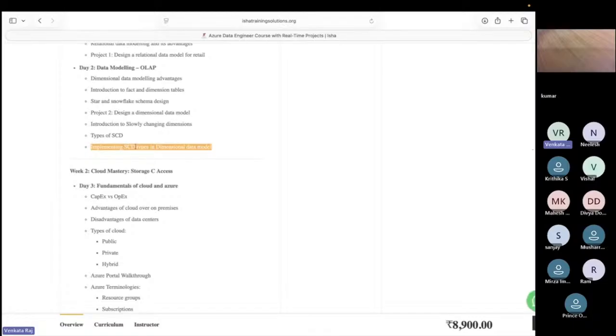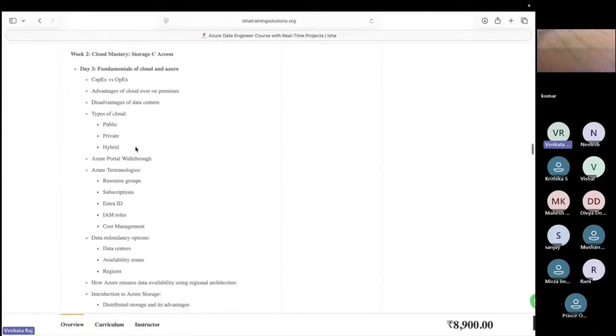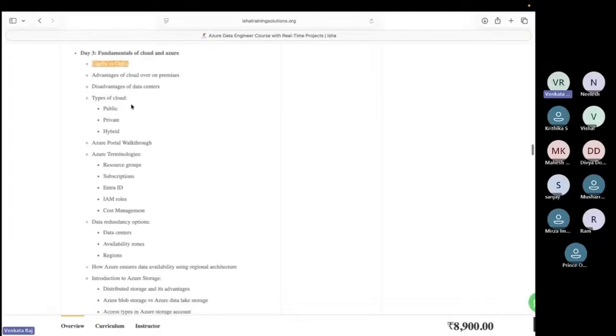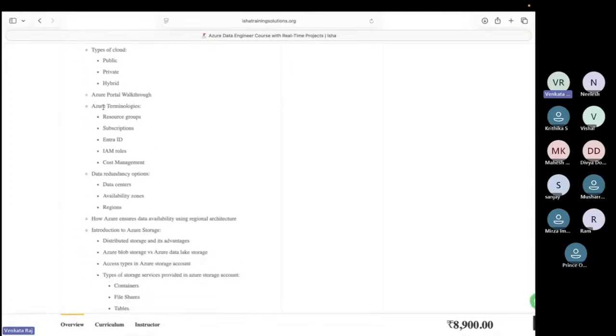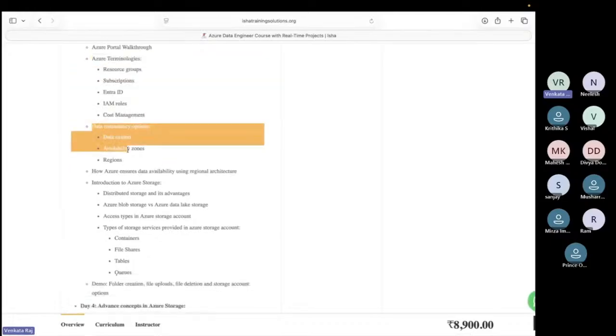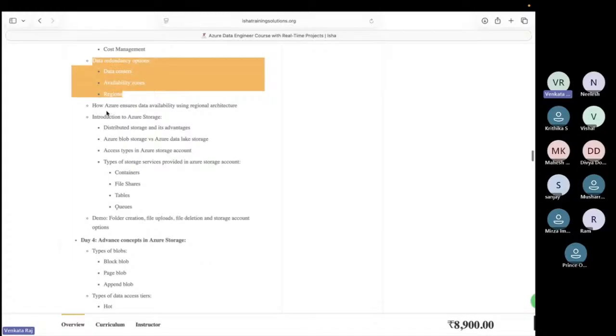The reason we are talking about SCD types on day two is because this is going to be used in Data Factory and Databricks both. Okay, and this is the most important skill for experienced data engineers. So that's why I wanted to include it here. So we cover the basics of SCD types. Then we have the storage details and the basics of cloud. So we will talk about CapEx and OpEx. If you are already aware, it's good. Otherwise, we'll touch base. And we will talk about the Azure terminologies because this is basics, and data redundancy. All of these are fundamentals of cloud.